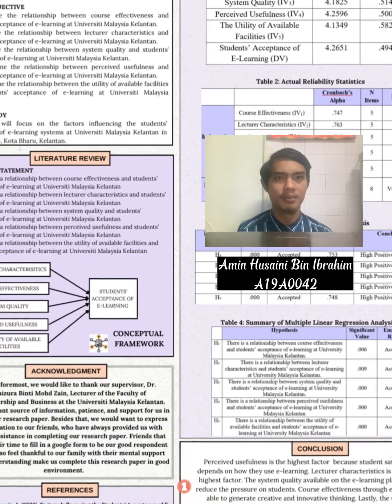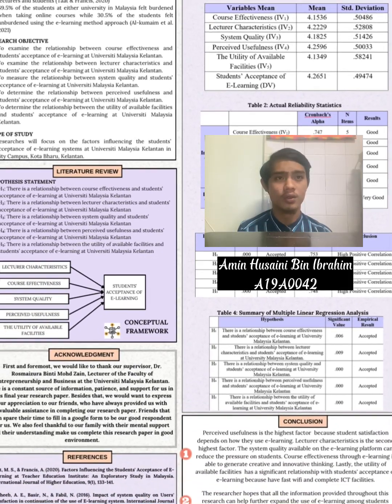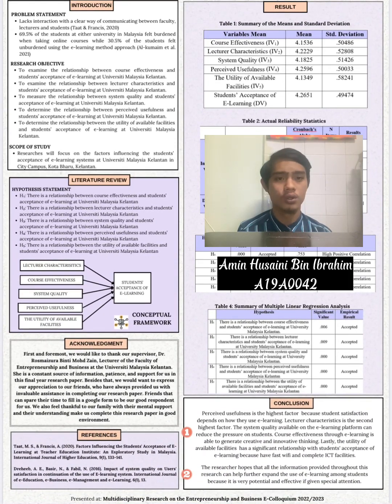Hi, my name is Amin Hussaini bin Ibrahim. My matric number is A19A0042. I'm going to continue to present with the conclusion part.